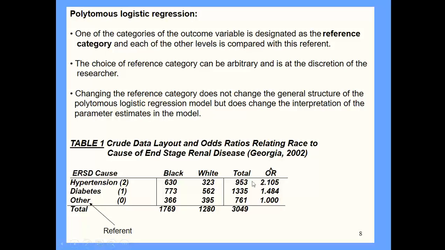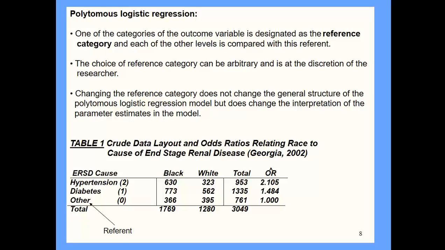How do you get 1.484? 773 times 395 divided by 562 times 366. So you're getting three odds ratios, but the one at the bottom is just the odds ratio of the reference group with itself. So there's nothing there. So you're really getting two. The thing that you notice is you have three categories and you're getting two odds ratios, right? One of them is hypertension versus the reference group, and the other is diabetes, each one with the reference group.